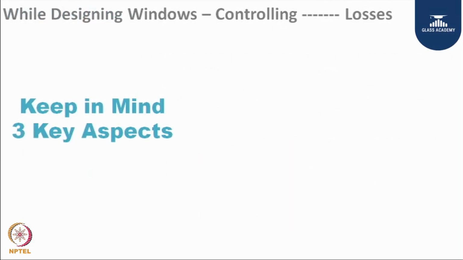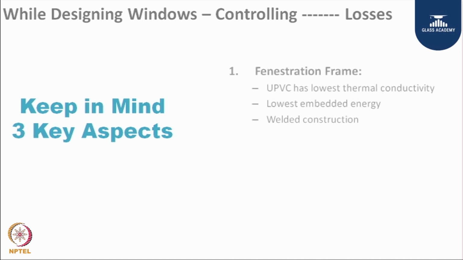When you design windows, there are 3 things we need to keep in mind, especially when you are talking about energy performance. The first is the frame. What frame do you use? Whether it is wood, steel, aluminum, or UPVC. While selecting it, you need to look at the lowest embedded energy in the frame material and the highest insulation.